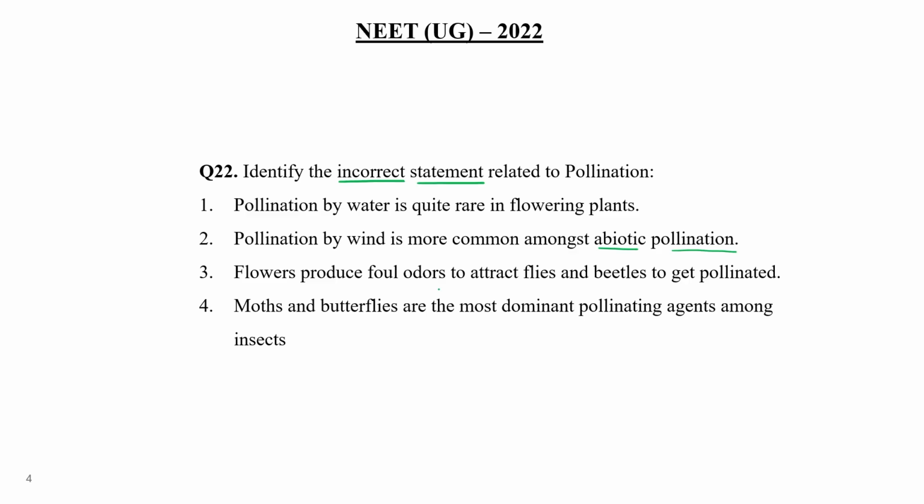Flowers produce foul odor to attract flies and beetles to get pollinated. Yes, some flowers produce foul odor to attract flies and beetles. This one is again a correct statement. Moth and butterfly are the most dominating pollinating agents among insects. No, not moth and butterfly. Those are insects, but bees are the most common one. So the incorrect statement is choice number 4 according to me. Moths are not the most dominating pollinating agent, not even butterflies.